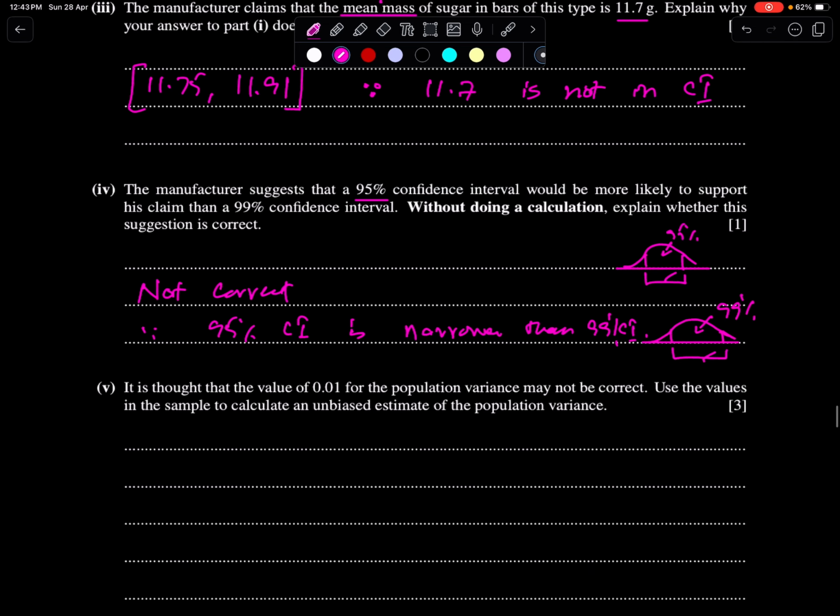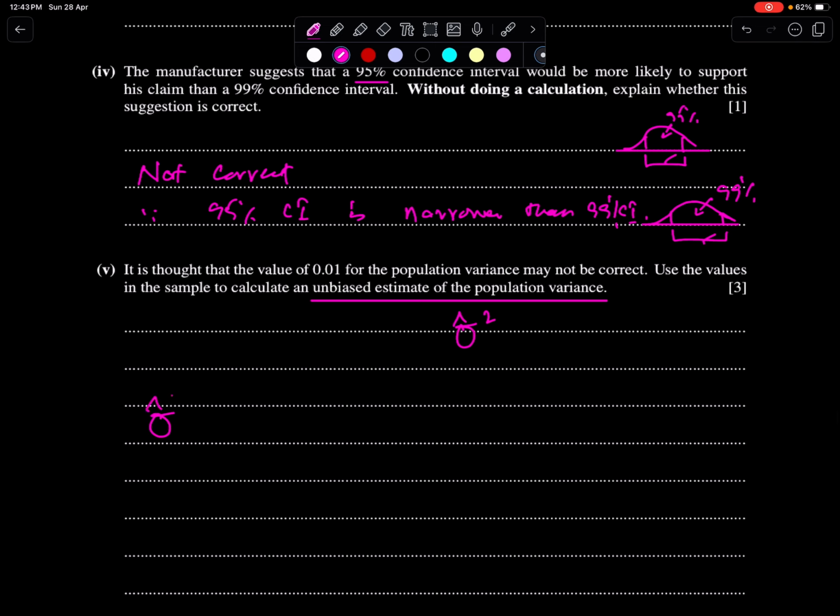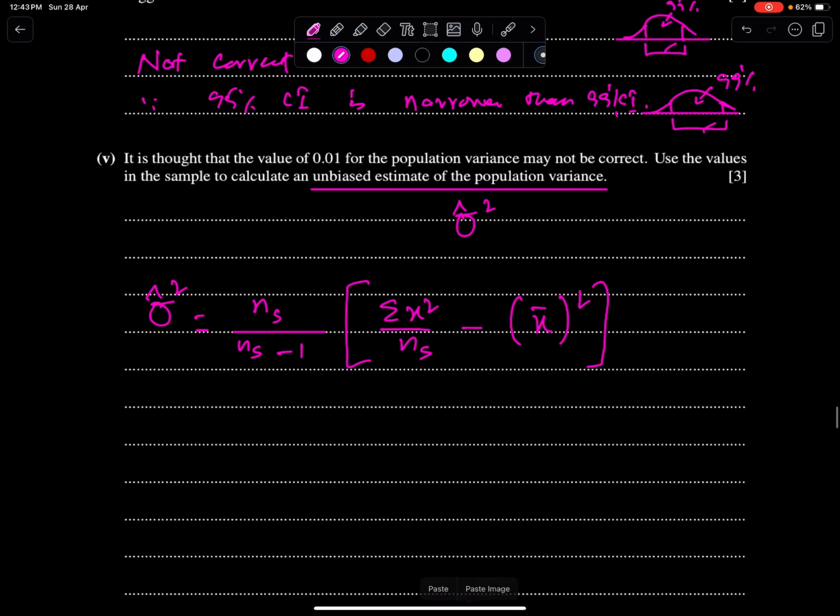This is the unbiased estimate. It is thought that the value of 0.01 for the population variance may not be correct. Use the values in the sample to calculate an unbiased estimate of the population variance. This is very simple. You can easily get this sigma cap squared. This is the formula: n over n minus 1, sigma x squared over n minus square of mean.